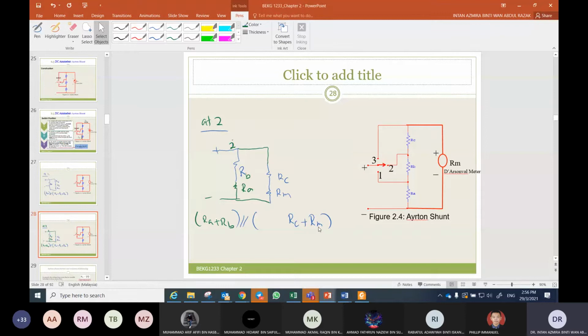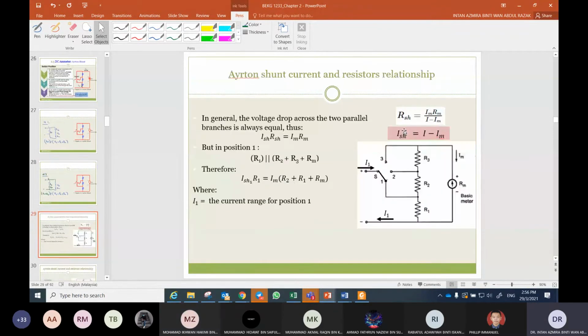Do it yourself. How about at switch 3? When the switch is set at 3, what is parallel with what? RA plus RB plus RC is parallel with RM. Okay, excellent.